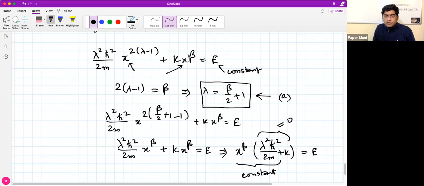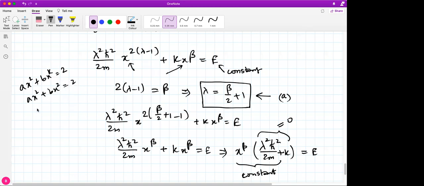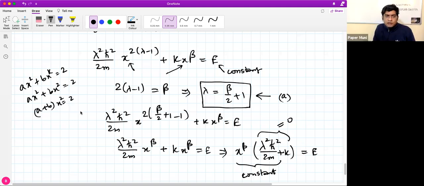This power and this power, if both are equal, say we have some term which is ax square, and we have bx, say some term k, and we want that this should be equal to 2. So we know that if we put ax square plus bx, now k equal to 2, in that way what we can write is like this. Okay, and then we can arrange this thing.